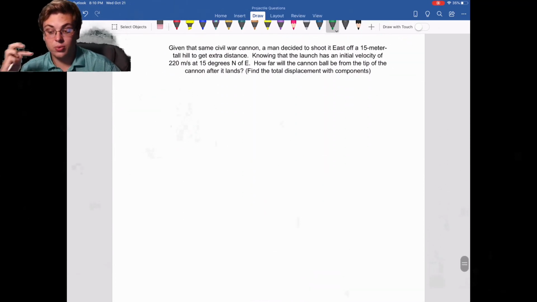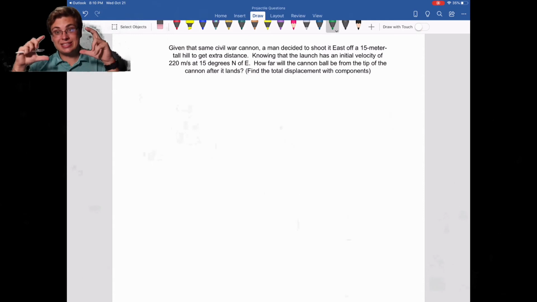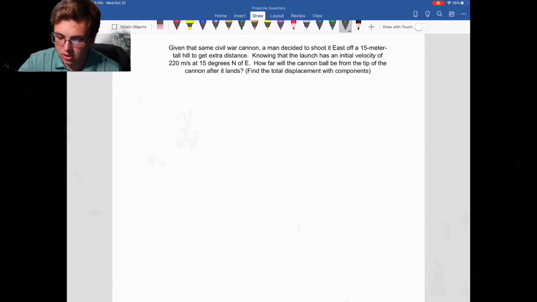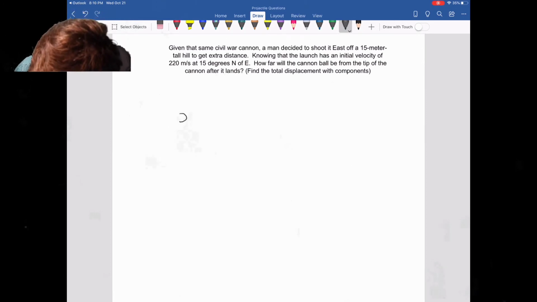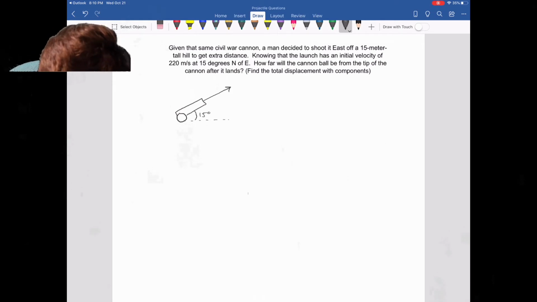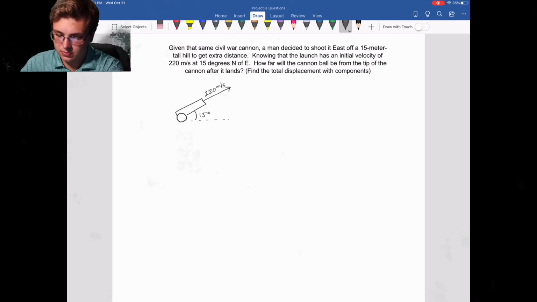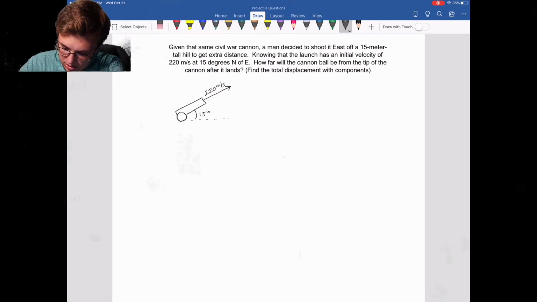Now we go to number 3. This one's a little bit trickier. We're taking that same cannon and launching it off of a cliff. So I'm going to draw a cannon. It's facing the other way this time too. Just drawing this so I can see my angle, 15 degrees, getting shot at 220 meters per second still. And we're actually on the side of a cliff.